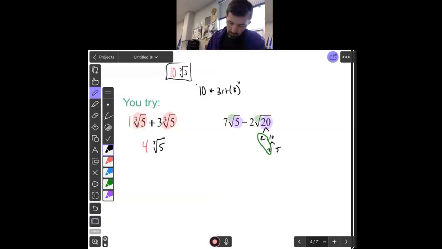So that first thing's not going to change. 7 square root of 5 is not going to change. Minus 2, so bring that down. And then our group of 2's is going to come out. I get that lonely 5.